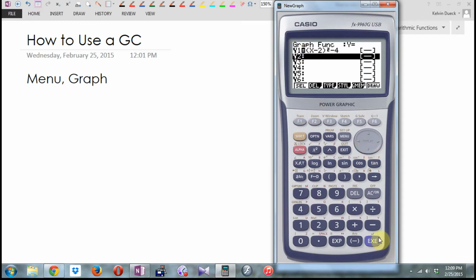Okay? You can toggle it on and off with F1 by the selection button. Make sure it's toggled back on. Make sure the equal sign does have a box around it.